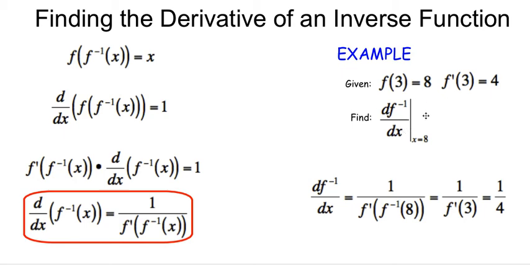So really the relationship we see here is that if I have the point (3, 8) and I know the slope at 3, well, I know that the slope of my inverse at 8 is going to be the reciprocal of the slope at 3. Okay, so I hope this helps show the relationship a little bit between the derivative of a function and the derivative of the inverse.